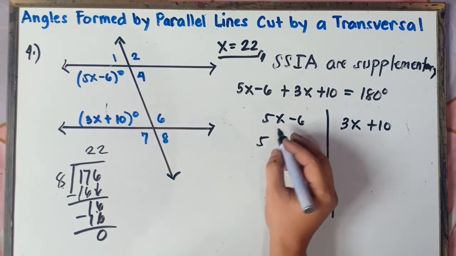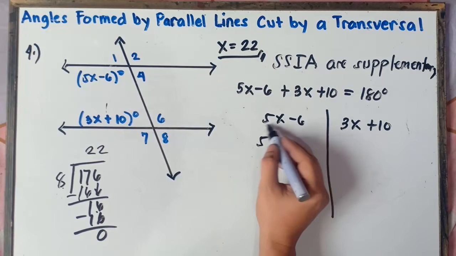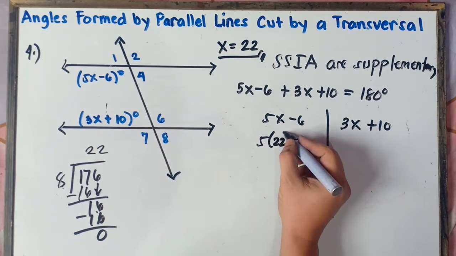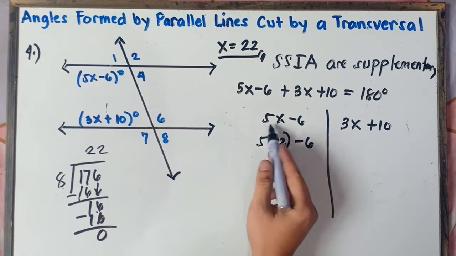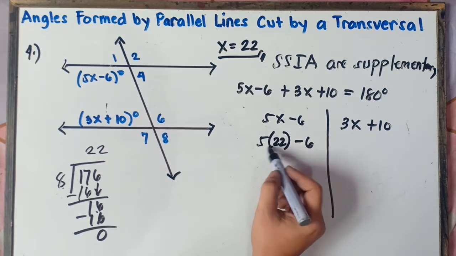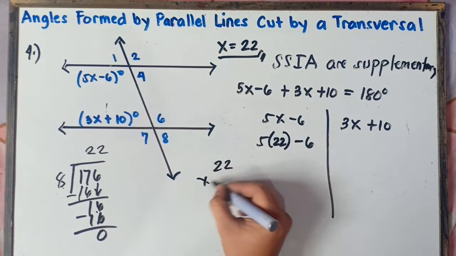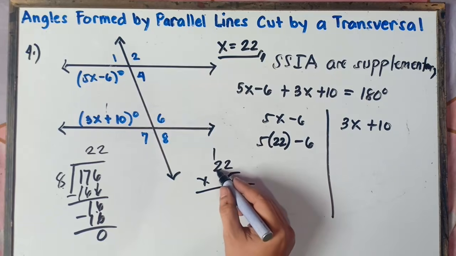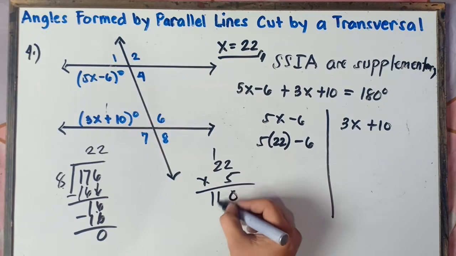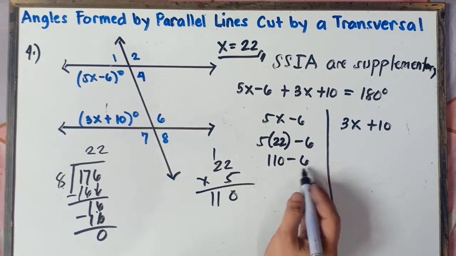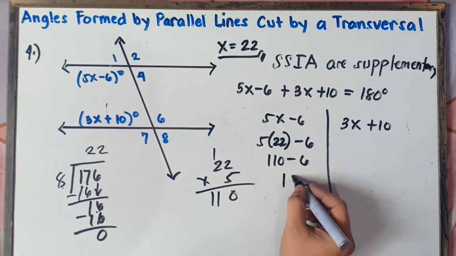If you have 5x, it means 5 times x. So 5 times the value of x, that would be 22. 5 times 22 minus 6. Once again, if you have 5x, it means 5 times x. So 5 times 22, so 22 times 5. 5 times 2 is 10, 0, carry 1. 5 times 2 is 10, plus 1, that would be 11. So this would be 110 minus 6, that would be equal to 104.